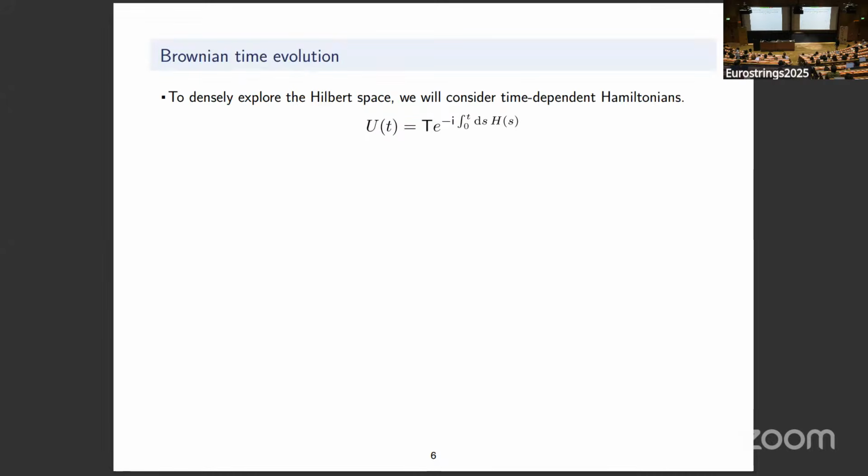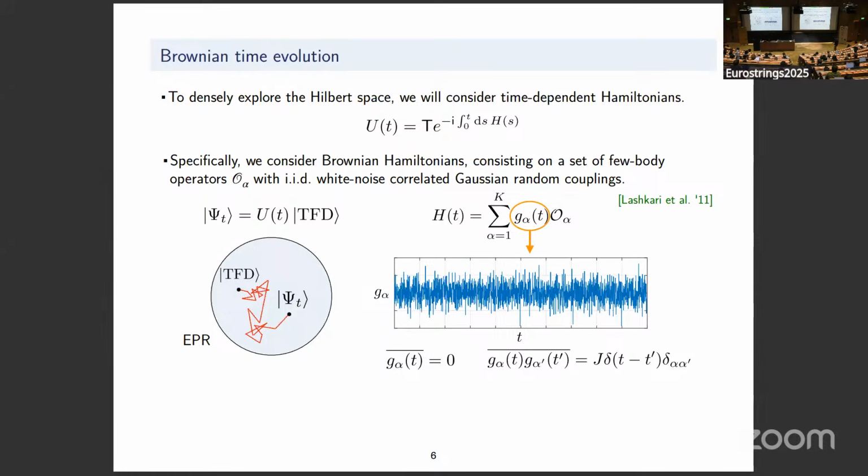So what we did was to instead consider the evolution by time-dependent Hamiltonians. Okay, so our time evolution is now some time-ordered exponential of some time-dependent Hamiltonian. And specifically, it will be convenient to choose a specific class of time-dependent Hamiltonians, which are called Brownian Hamiltonians. These Hamiltonians consist of a set of operators, which I will think of as few-body. So in holographic systems, this would be like single-trace operators. Okay, and next to each operator, we choose some time-dependent coupling, and we sum over operators. Okay, this is the generic form of the Hamiltonian.